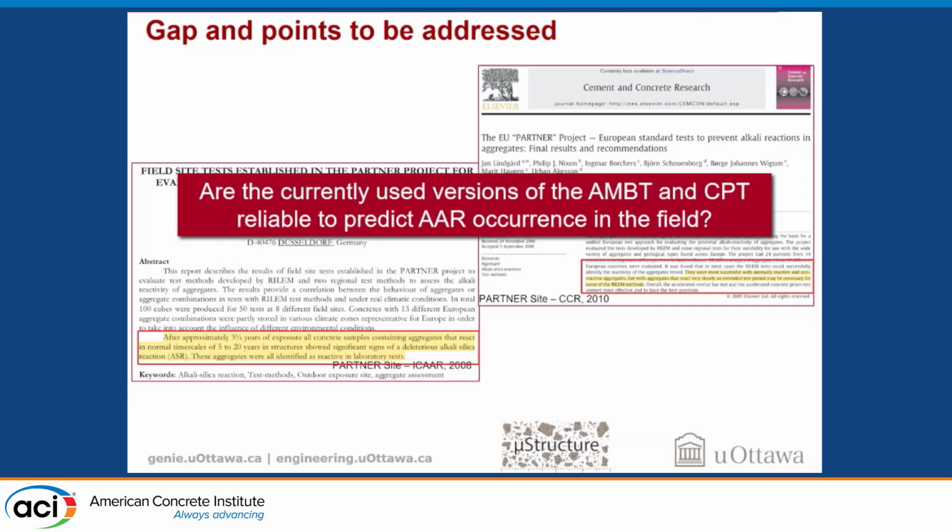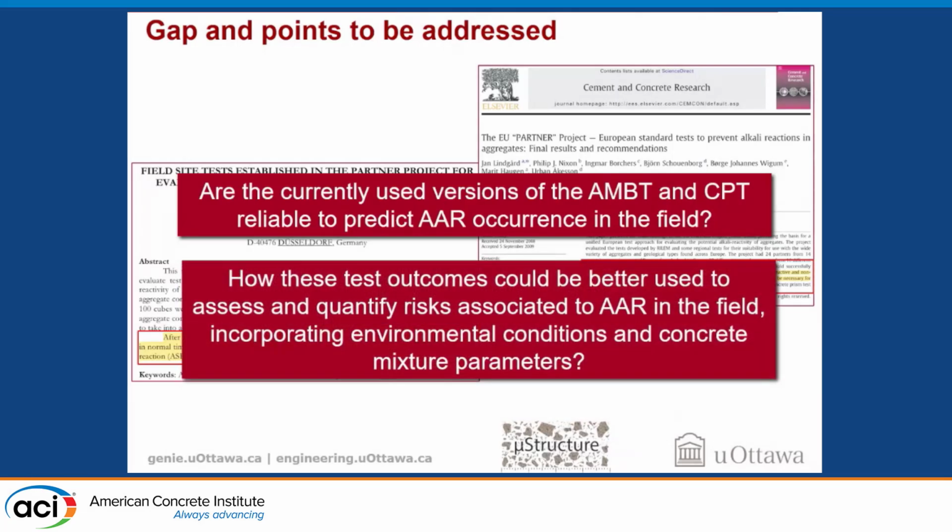So, are the currently used versions of the Accelerated Mortar Bar Test and Concrete Prism Test reliable or not? And how could these test outcomes be better used to assess and quantify risks associated to AR? Because every time a test doesn't work, we want to change the test. And one of the challenges we face a lot trying to put that work together is that there were lots of data from different tests that we could not compare to one another.